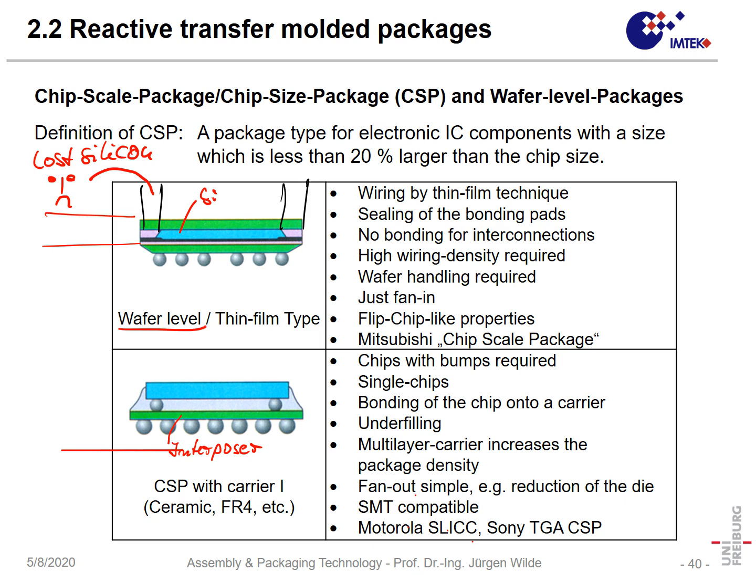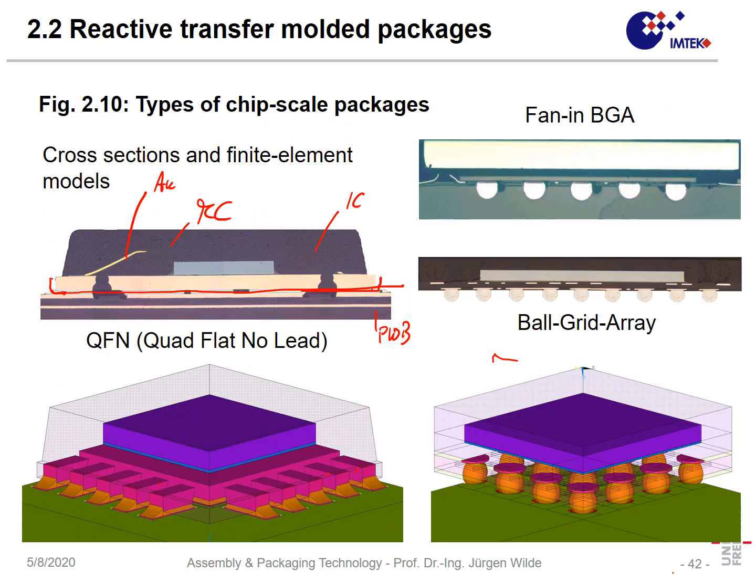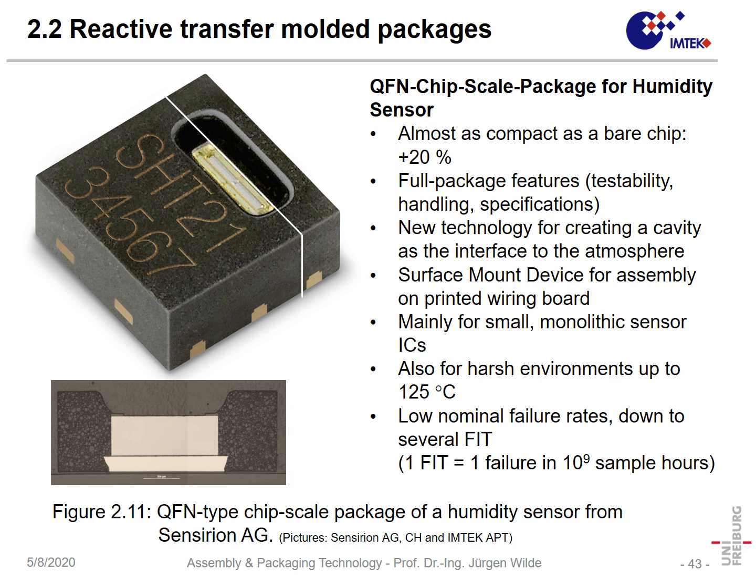You can make very small devices. The size of the device is only a few % larger than the chip, but on the other hand, production is not so efficient, and that's a disadvantage. Okay, so we have seen something like that, and that's one of the reasons why such QFN, quad flat, no lead, based on molding and based on lead frame technology is so successful.